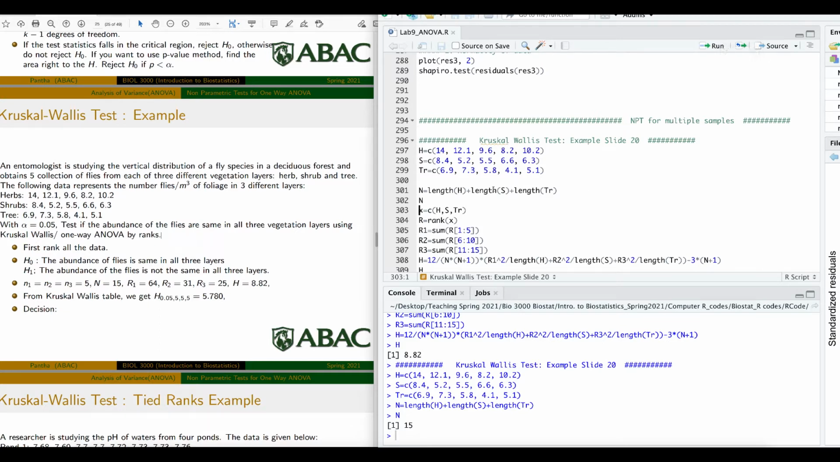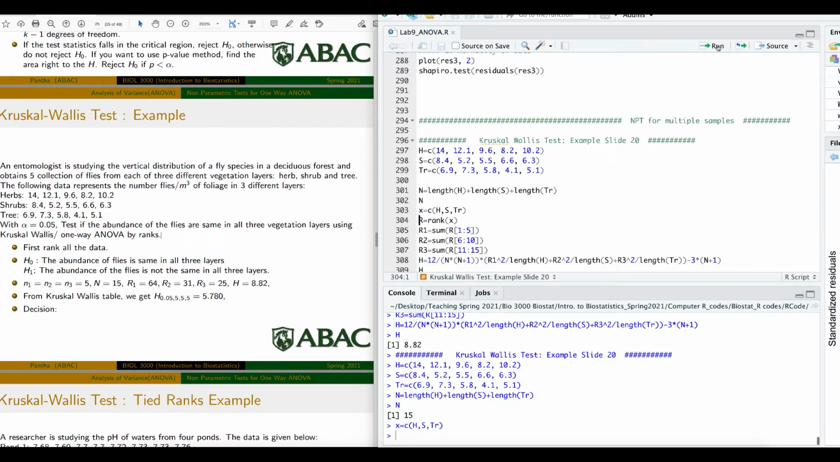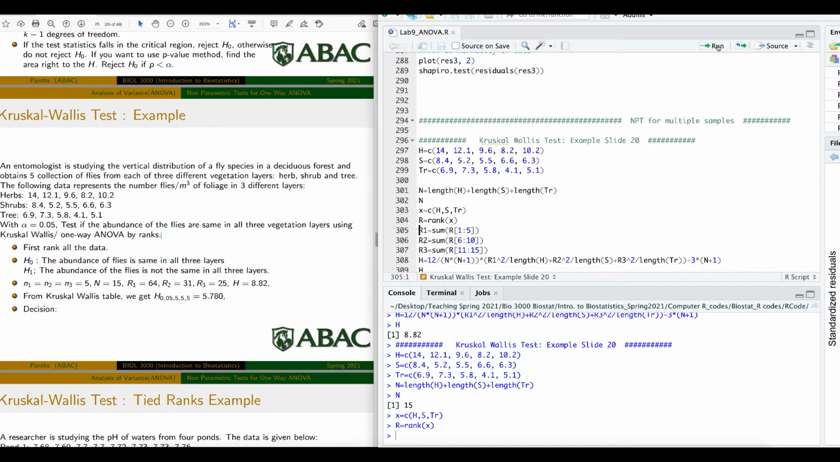Now what is x? In x, I combined these 3 data sets into the same row, and then I am going to rank them as R. So that's how we do it: first you combine all the data and rank the overall data. Then R1 is the sum of the ranks in the first sample.